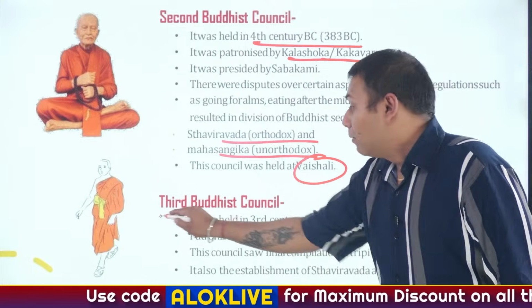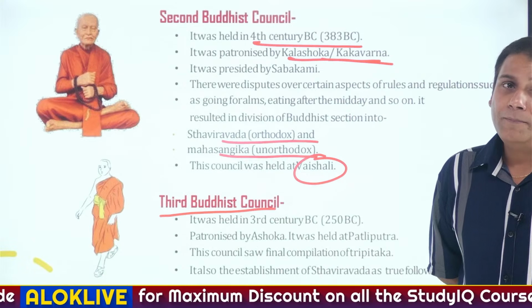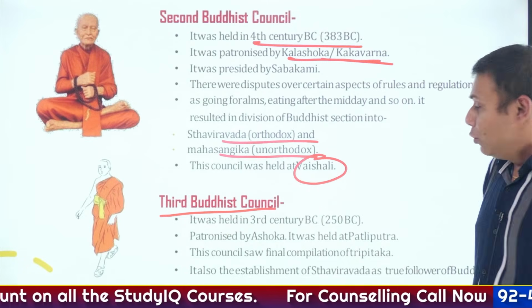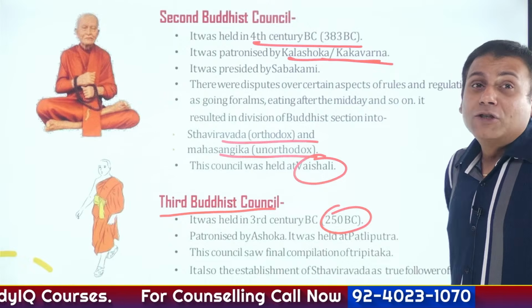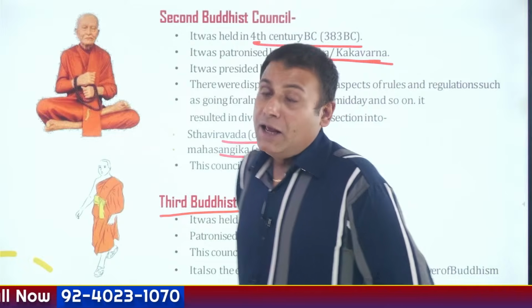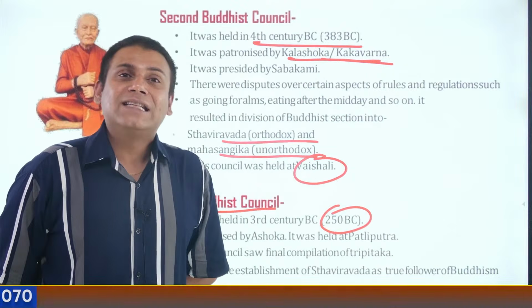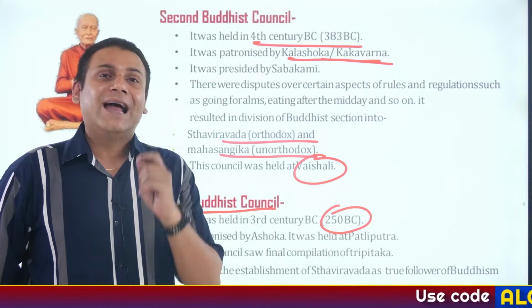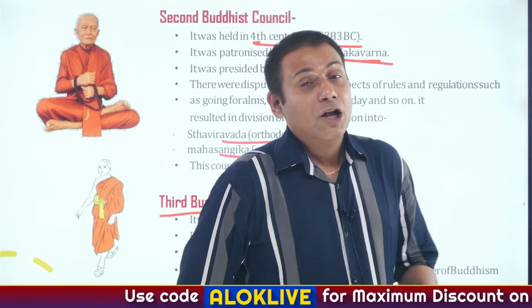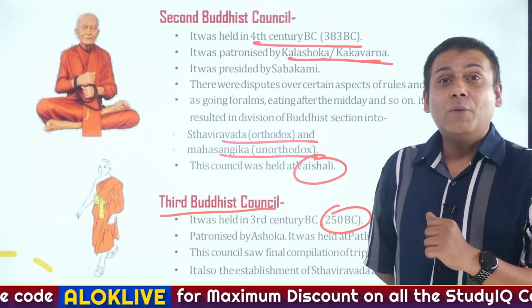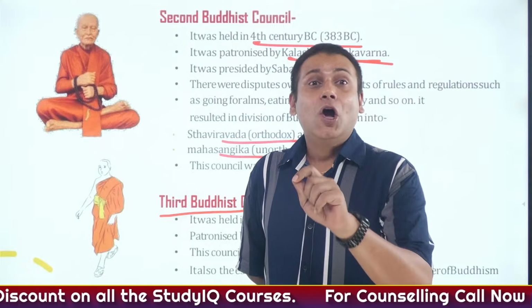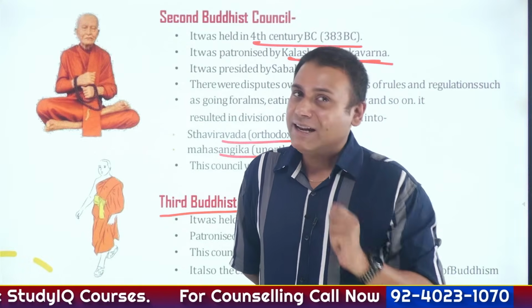Then comes the third Buddhist council, the important one. The third Buddhist council was held in the 3rd century BC, precisely around 250 BC, and it was patronized by Mauryan dynasty ruler Ashoka. As we had seen previously, Chandragupta Maurya, who is also referred to as Sandrokottos or Androkottos in Greek and Latin literature, during the end of his reign became a follower of Jainism. Chandragupta Maurya was succeeded by his son Bindusara, who is often referred to as Simhasena or Amitrochates in Greek and Latin literature.